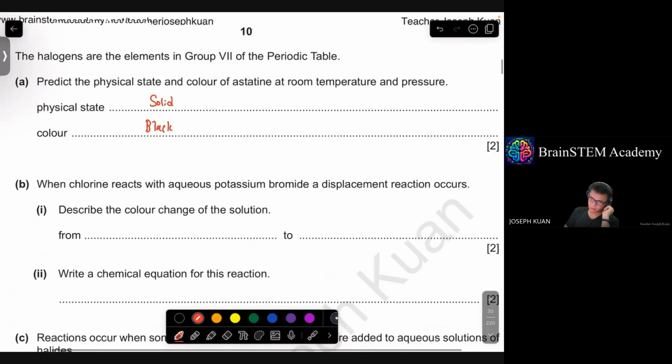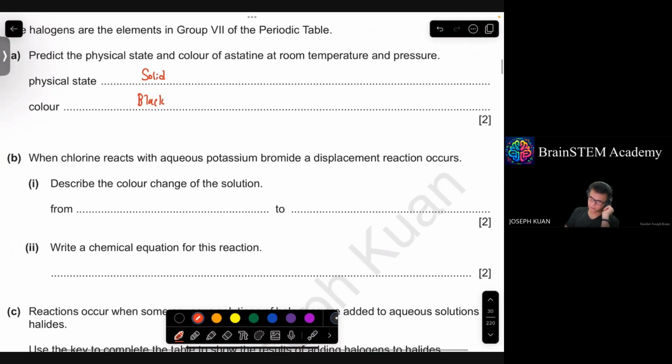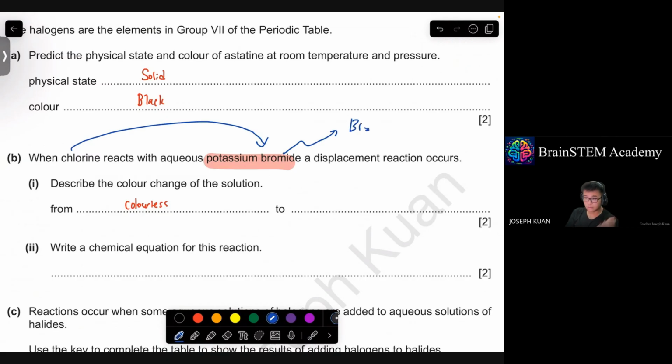Moving on to B, when chlorine reacts with aqueous potassium bromide, a displacement reaction occurs. Describe the color change of the solution. So in the solution, potassium ions and bromide ions are colorless in nature, making the solution colorless. But when chlorine comes in, it displaces the bromide out. So bromide comes out as bromine molecules. So this will mean that this solution will turn brown, as bromine is brown in color.